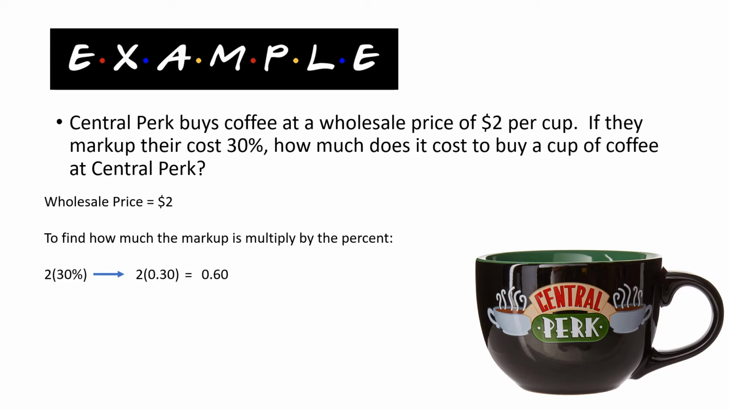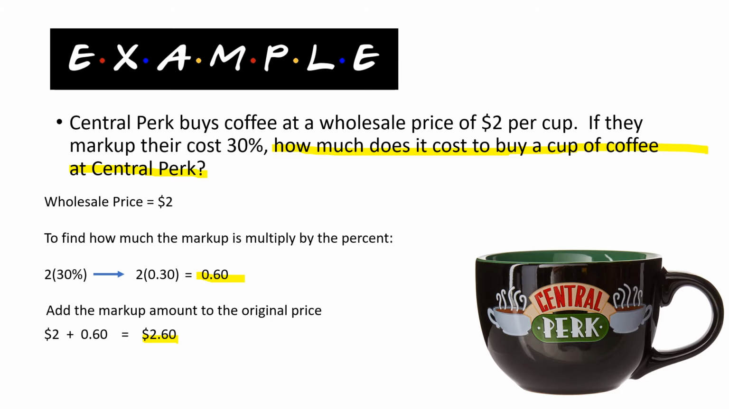Now to figure out what your cost is, you're going to add the markup to the original price. So $2 plus 60 cents gives you a total of $2.60. If we look at this, they could have also asked you what is the markup amount. If that's what they had asked, your markup amount is 60 cents. But the total price now to you is $2.60, and that's what you were being asked. You were being asked how much does it cost to buy a cup of coffee at the Central Perk. So we first calculated the cost of the markup and then added that to the original price.